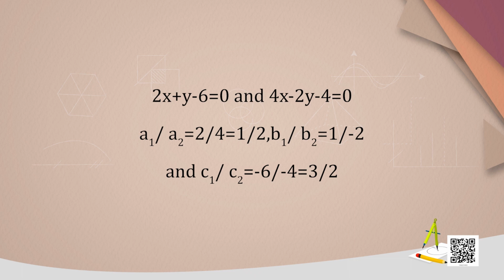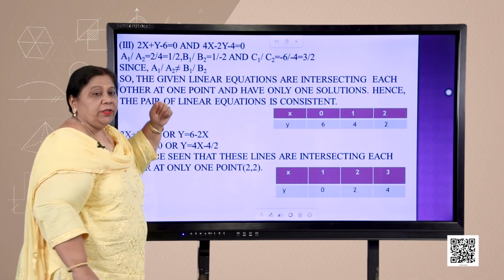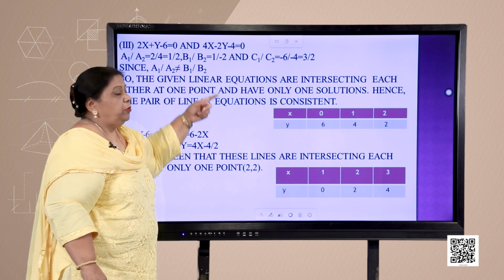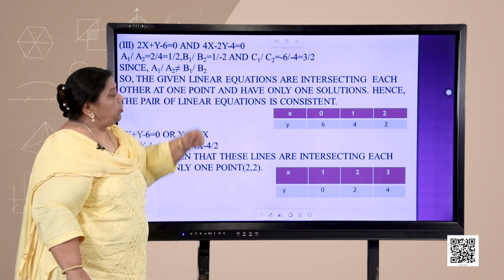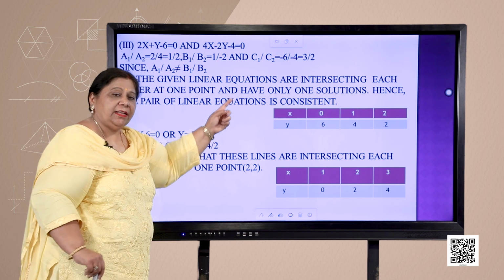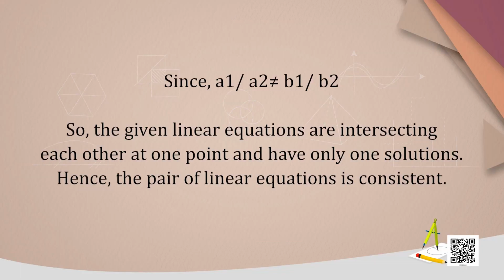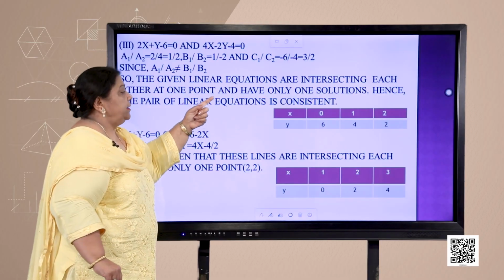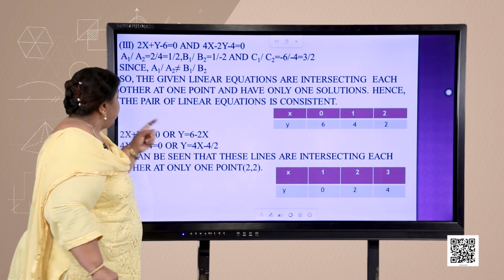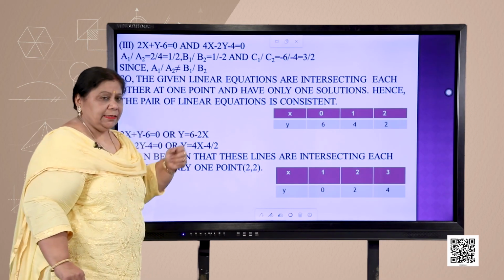2x plus y minus 6 is equal to 0 and 4x minus 2y minus 4 is equal to 0. We have seen that a1 upon a2 is 2 upon 4, that is 1 upon 2, and b1 upon b2 is 1 upon minus 2, and c1 upon c2 is minus 6 upon minus 4, that is nothing but 3 upon 2. We see here a1 upon a2 is not equal to b1 upon b2. This is the case of unique solution. That means the linear equations are intersecting each other at one point and they have only one solution. Hence, the pair of linear equation is consistent.